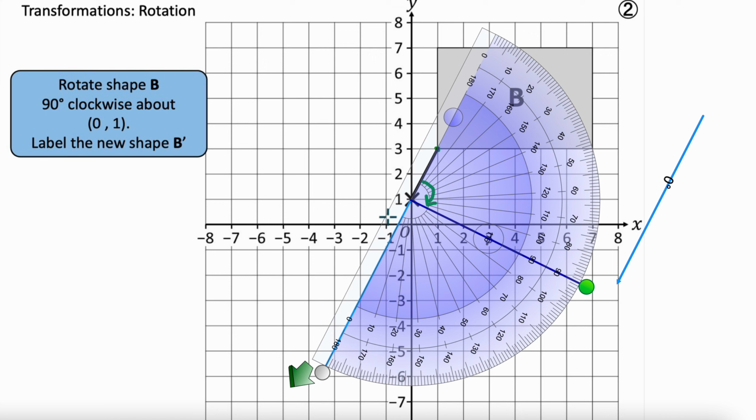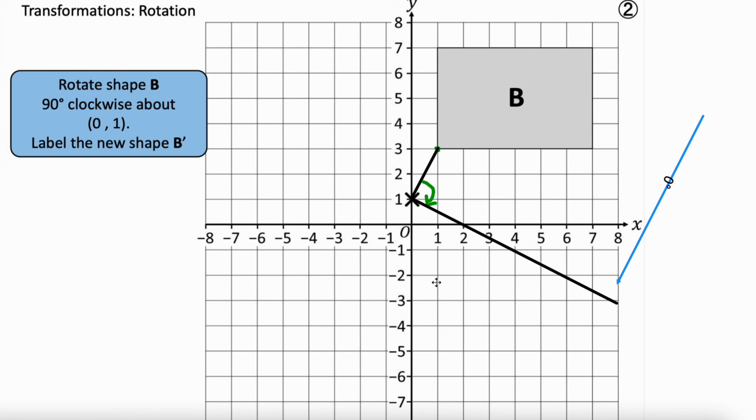So let's just try to draw this segment here, a line here. So then we can remove our protractor. All right, so we know that this is 90 degrees now. And the only thing we have to do is to make sure that the new image is going to be the same distance to the center of rotation as the original vertex.